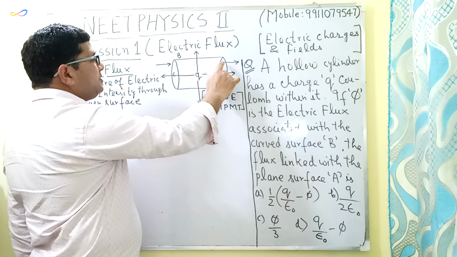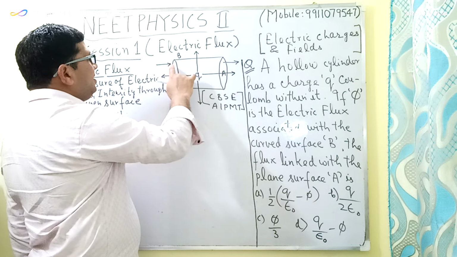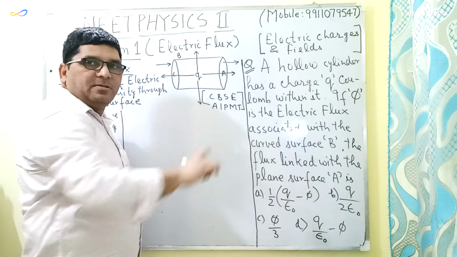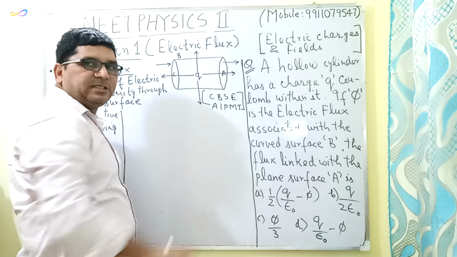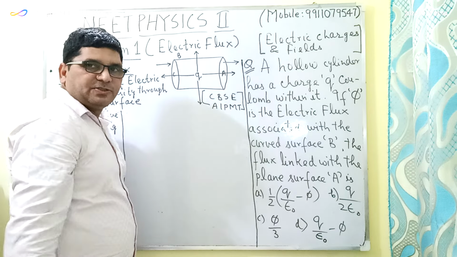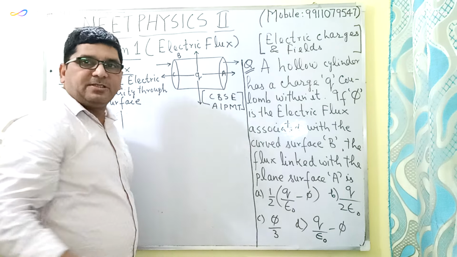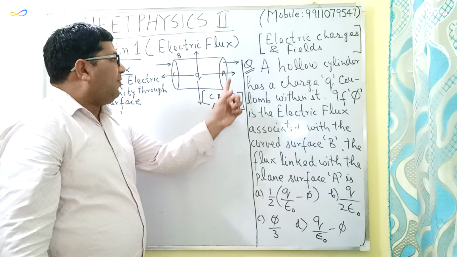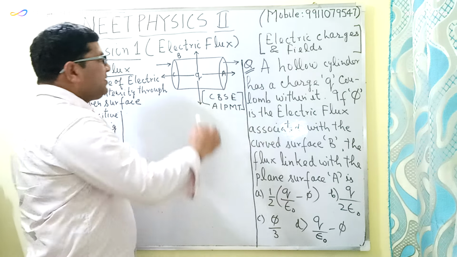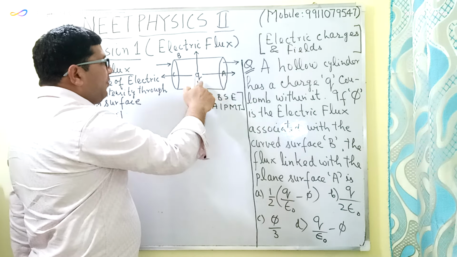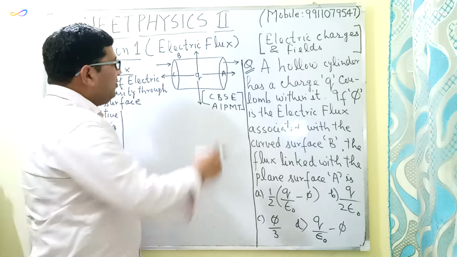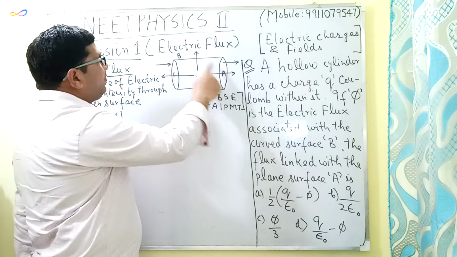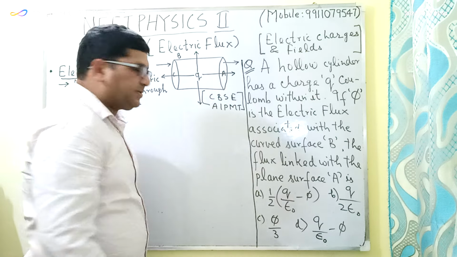Since it is a positive charge and the electric field lines are directed outward, the electric flux through these curved surfaces A, C and B will be directed outward, away from the surface. Since the electric flux is leaving the surface, the flux due to this positive charge lying inside the hollow cylinder will be positive for all these three surfaces.